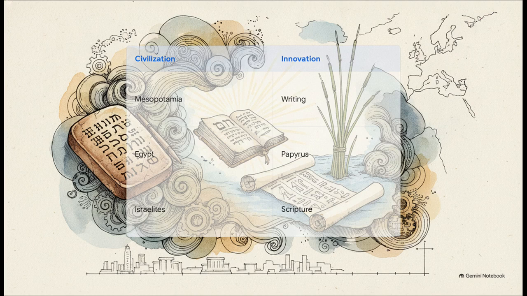Then you've got Egypt giving us papyrus, which is basically the ancient ancestor of paper. That was a massive technological leap. It allowed for super complex administration and communication across huge distances. And the Israelites provided scripture, forming foundational belief systems that would literally shape entire societies for millennia.